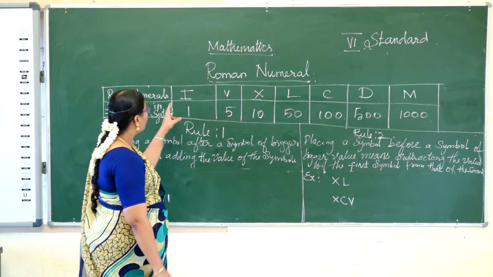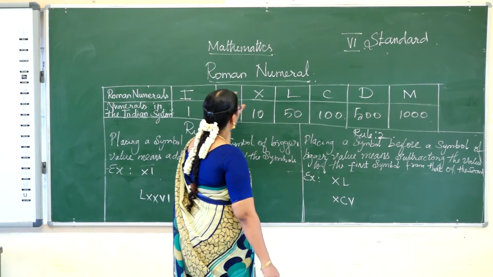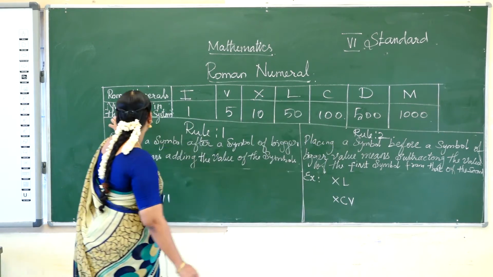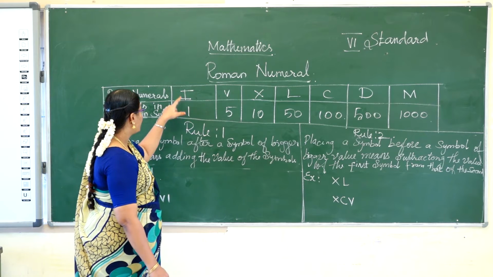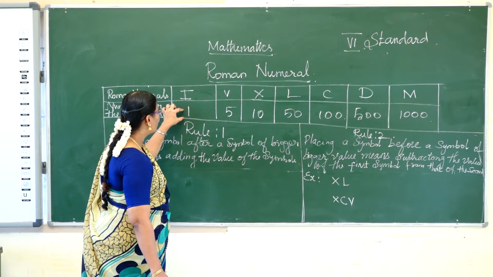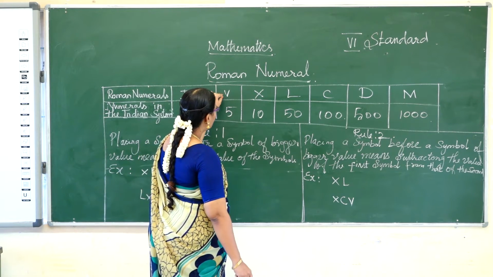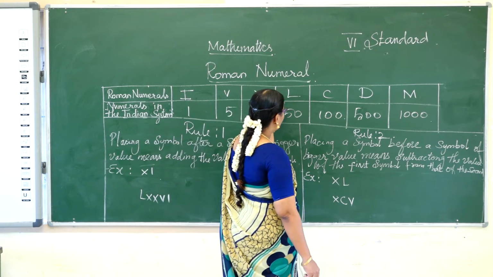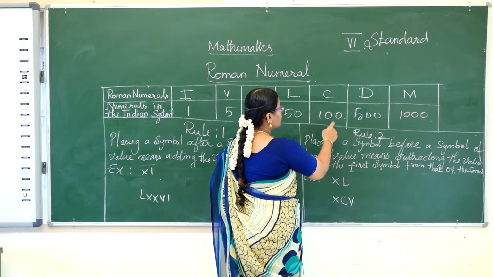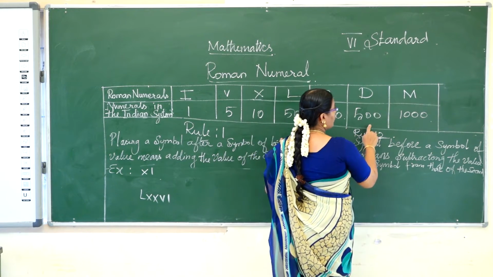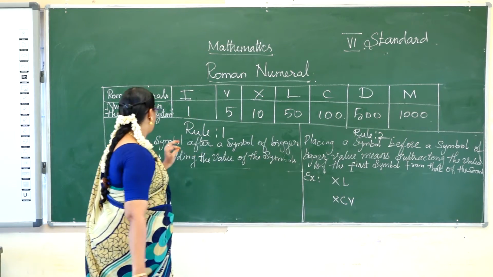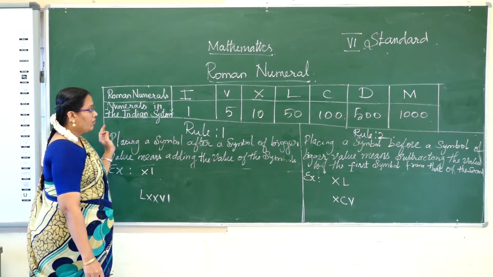The system has 7 basic symbols: I, V, X, L, C, D, M. In the Indian system of numbers, I refers to 1, V refers to 5, X refers to 10, L refers to 50, C refers to 100, D refers to 500, and M refers to 1000. Okay, here we use some rules.